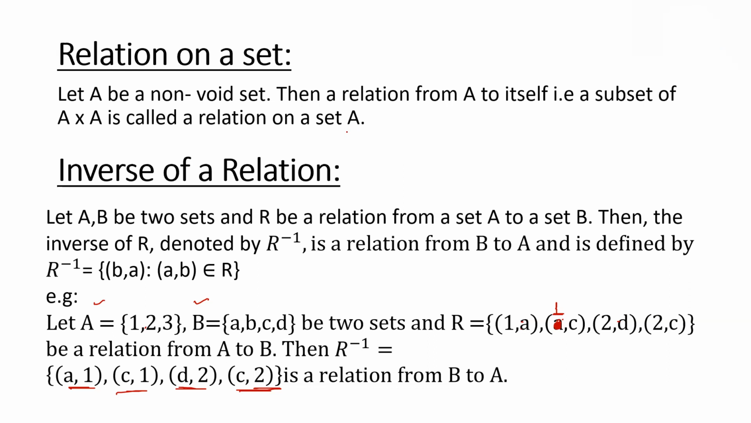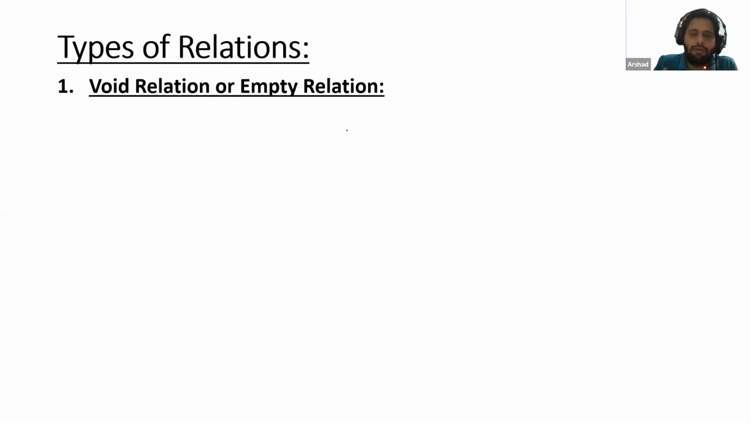Okay, sir. We have done the inverse of a relation. Then we have the types of relation. Yesterday we did 3 types, but there are 2 more types which we will discuss today. First is the void or empty relation. Now we will take an example. For example, if we have A equal to 1 to 3.